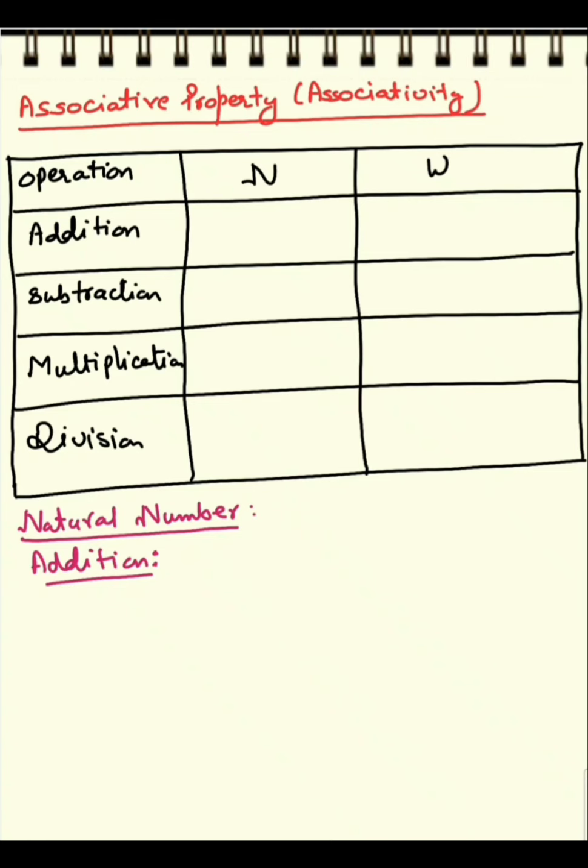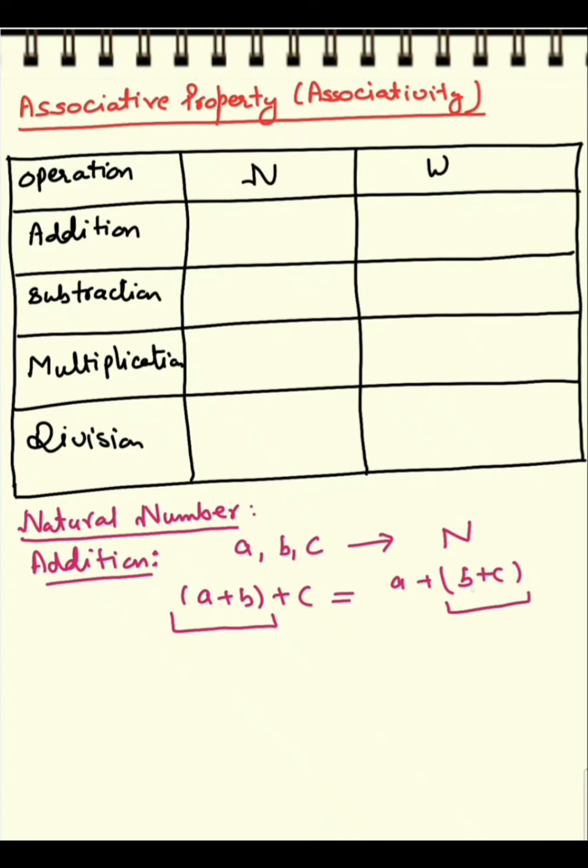Associative property is similar to closure property, but here we use 3 or more numbers. According to this property, the sum of the numbers will remain same irrespective of the manner in which they are grouped. Suppose I take 3 numbers A, B and C. All these 3 numbers are natural numbers. Then (A plus B) plus C is equal to A plus (B plus C). Means the sum will remain same whatever group I use. First here I have grouped A and B, and here I have grouped B and C.